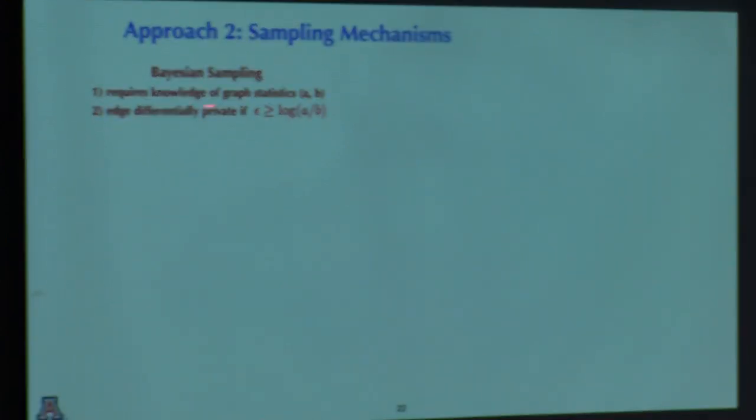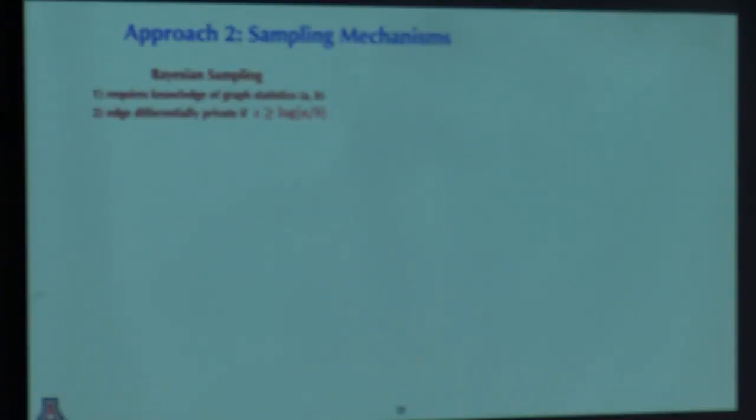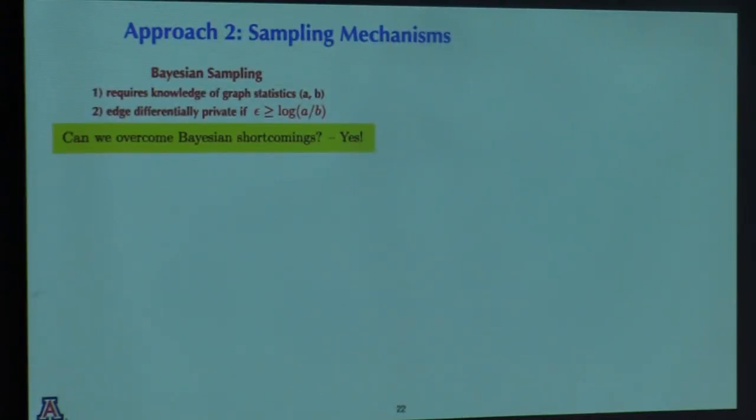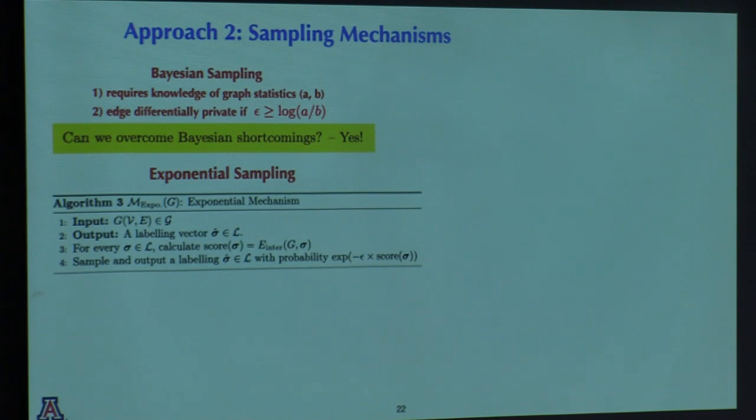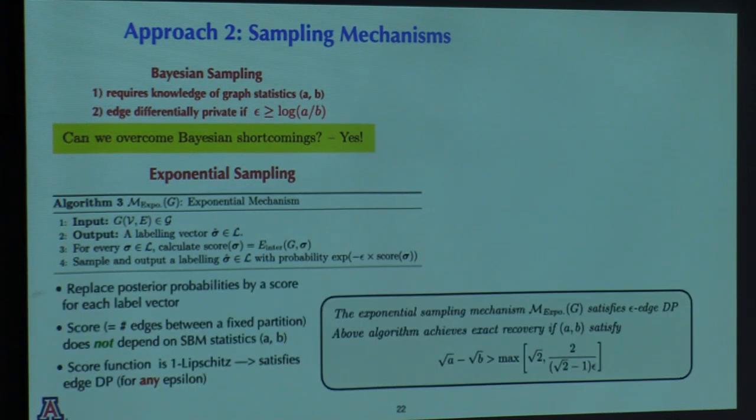Now, Bayesian sampling required knowledge of the graph statistics, because remember we are computing the posterior probabilities, and it also requires epsilon to satisfy this condition of being greater than log of a by b. So can we overcome the shortcomings of the Bayesian method? Okay. So here is the exponential mechanism.